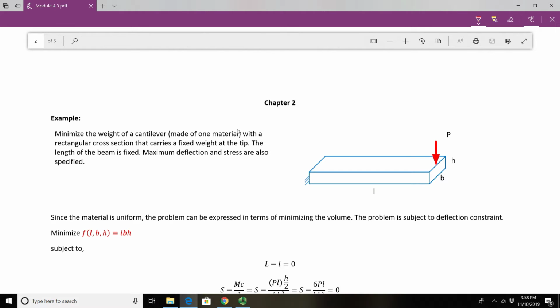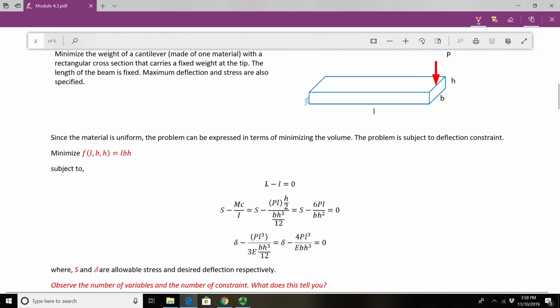And in this case, the length is fixed, so it is not a variable. And the maximum deflection and maximum stress are specified. So in this case, I would like to minimize the weight of the cantilever. Because the length is fixed, it means that I would like to find a combination of b and h that would minimize the weight without violating these constraints we have.